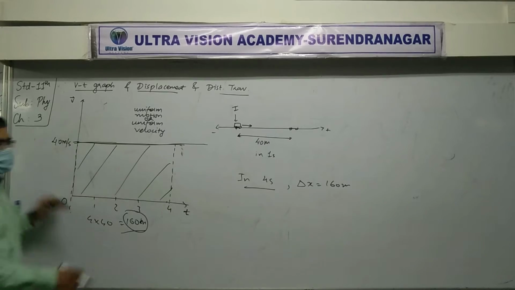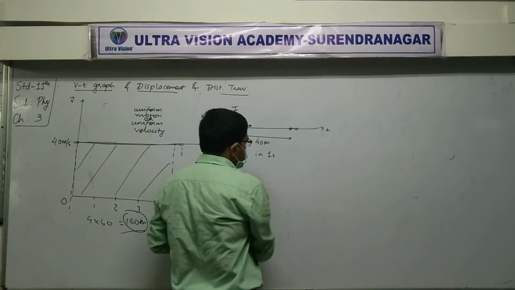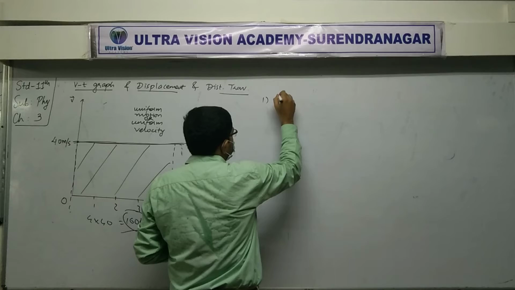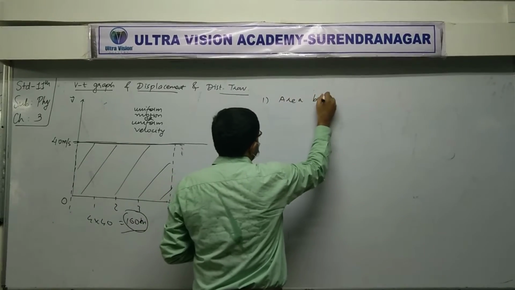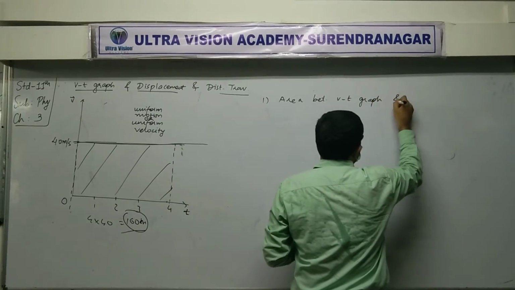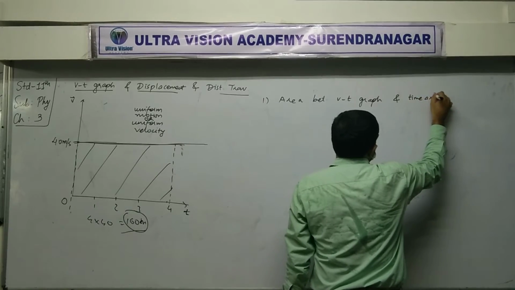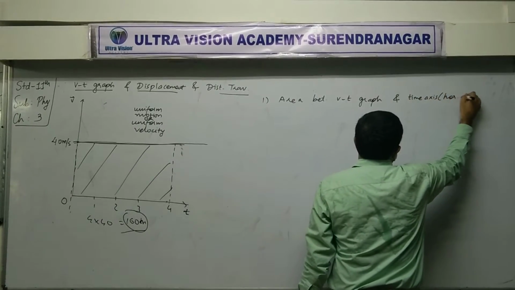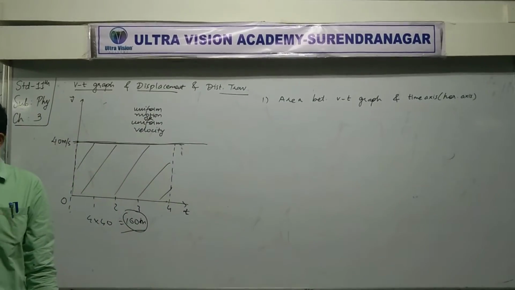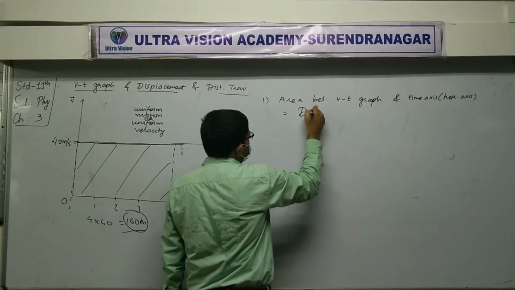Okay, so let's write down the sentence. First of all, I'll write down a couple of sentences, then we'll proceed with the explanation further. So, number 1: area between VT graph and time axis. Time axis is which axis? Horizontal axis. Area between VT graph and the horizontal axis, that is what gives you displacement.